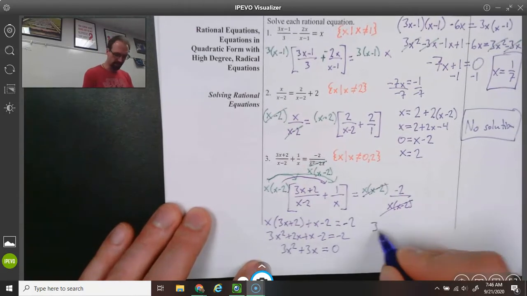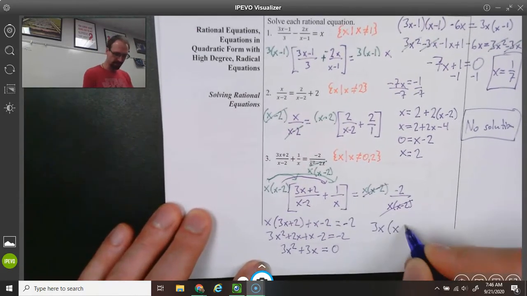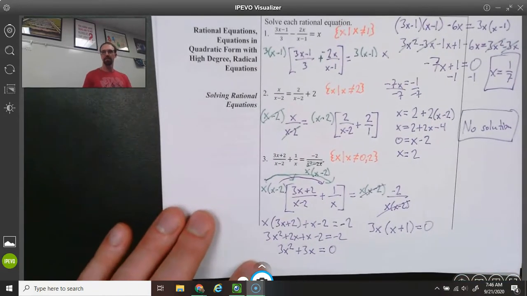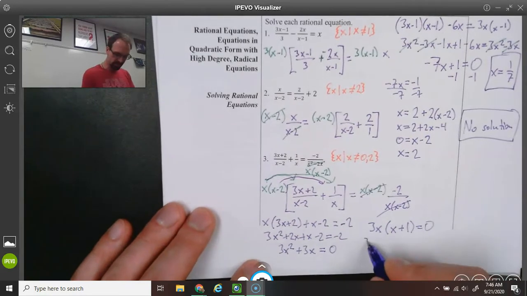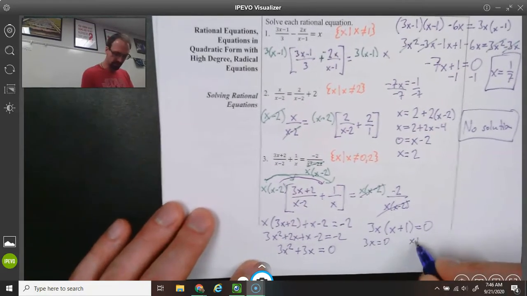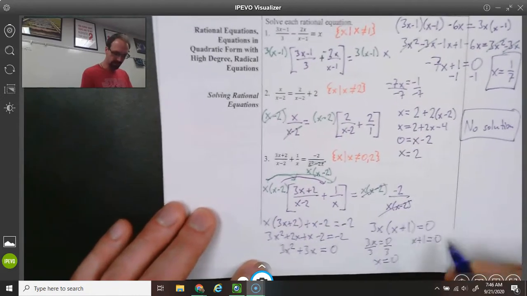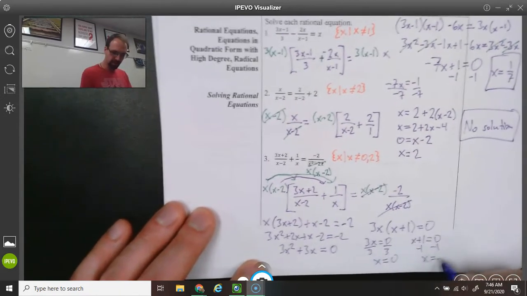So now, the easiest way to approach this is by factoring. If I factor out a 3x, I'm going to be left with x plus 1 equals 0. And then I just set both of these equal to 0 and then solve. 3x equal to 0, and then x plus 1 equal to 0. So divide by 3, x equals 0, and subtract 1, x equals negative 1.